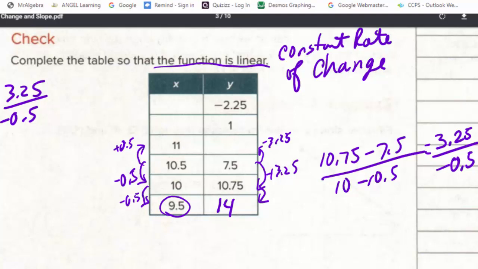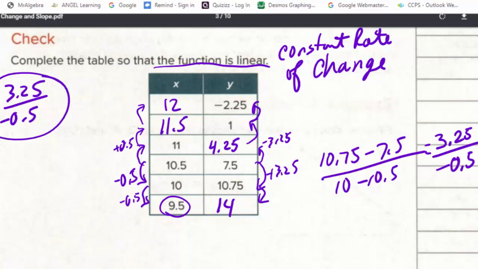So 7.5, and if I subtract 3.25 from it, I end up with 4.25. And of course, if I go 3.25 back, I'm at 1. And then if I go another 3.25, I'm here at negative 2.25. So now I want to add 0.5 to this, and I'll end up with 11.5. And then add another 0.5, and I'll end up with 12. Now if I take the difference between any 2 y's and any 2 x's on the table, I'll still end up with the same constant rate of change.